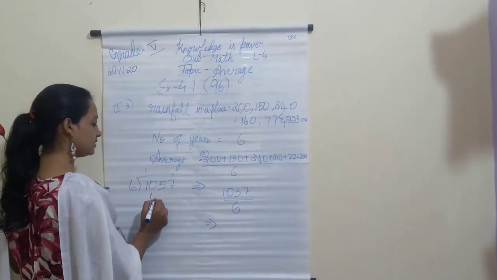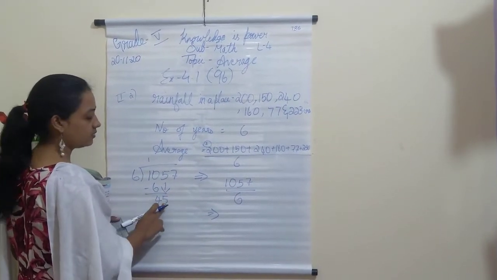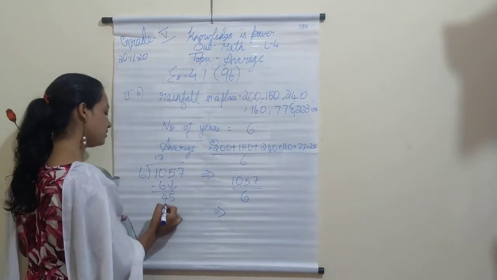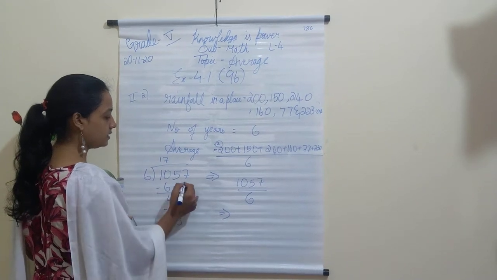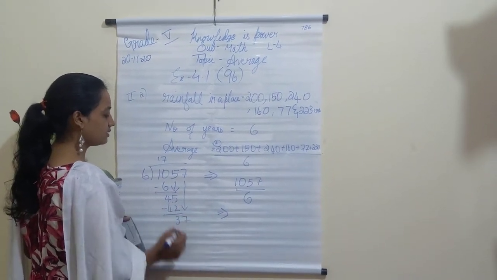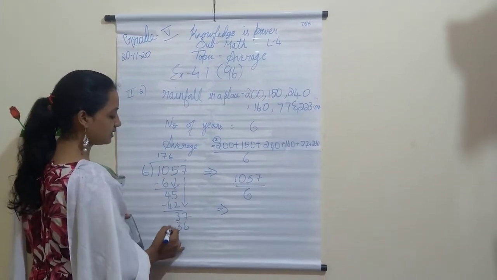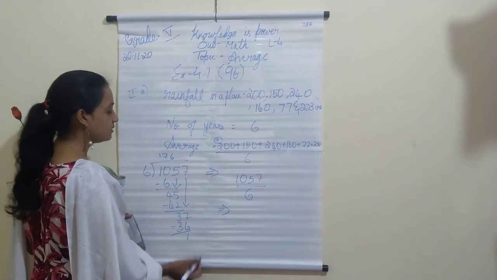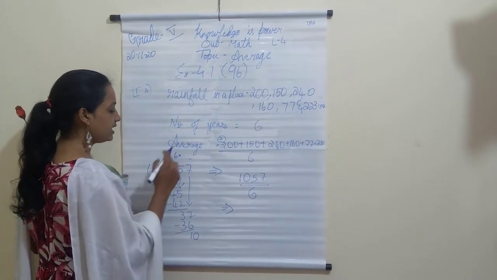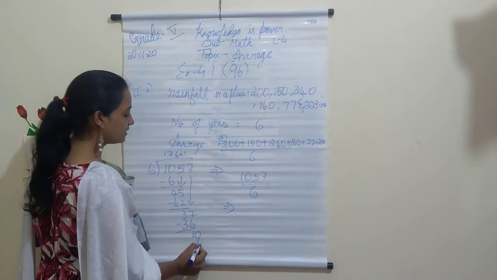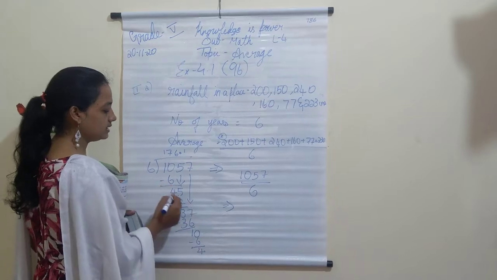6 ones are 6. Remainder 4. Bring down the next number 45. 6 sevens are 42. Remainder is 3. Bring down the next number 7. 6 sixes are 36. Remainder is 1. Now I can keep a decimal point, add a 0, and I can write again 6 ones are 6. Remainder 4. You can see this continues.